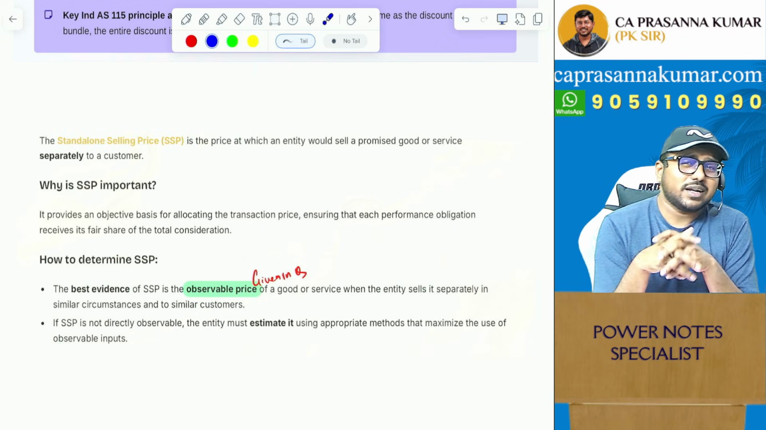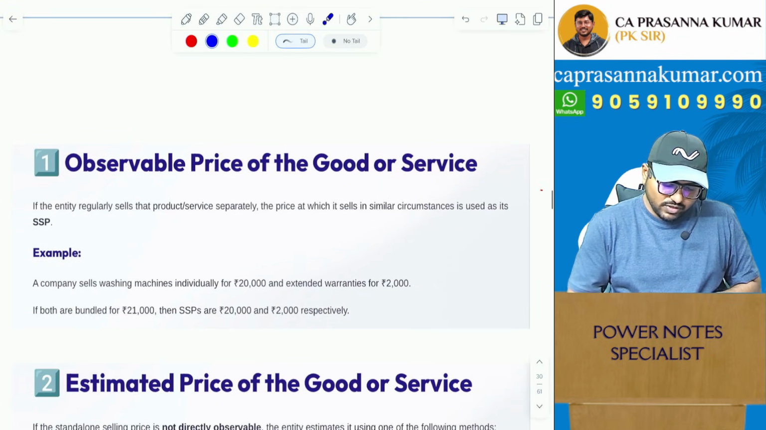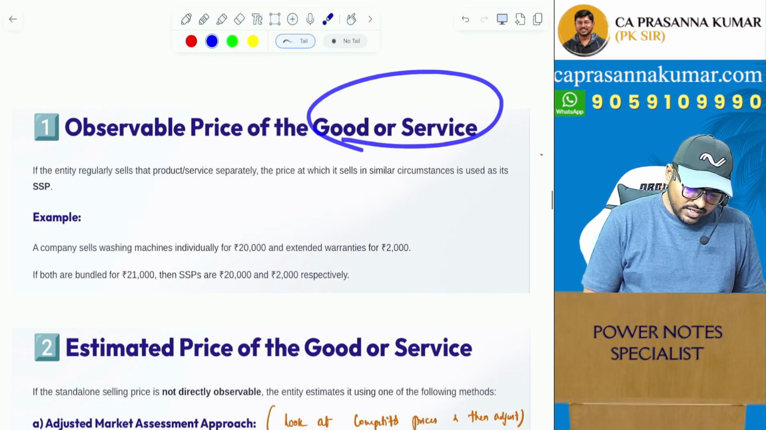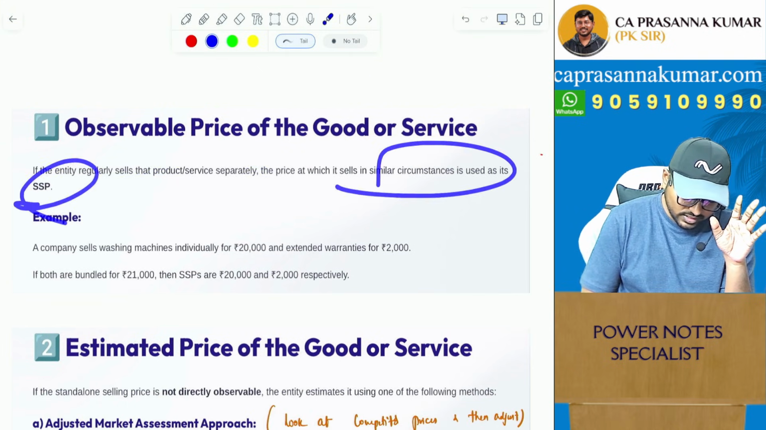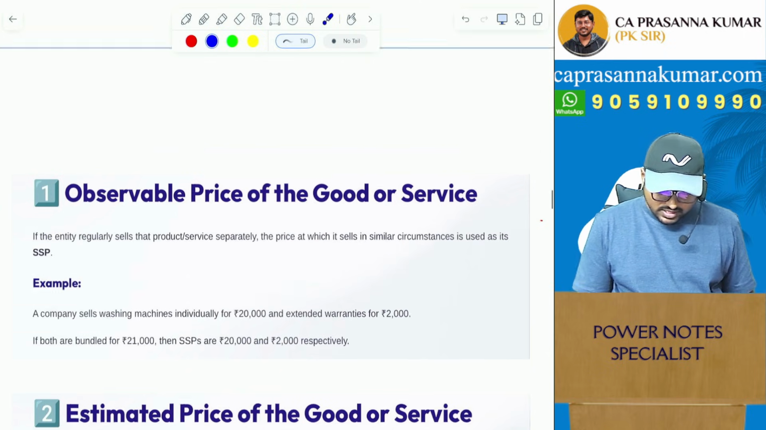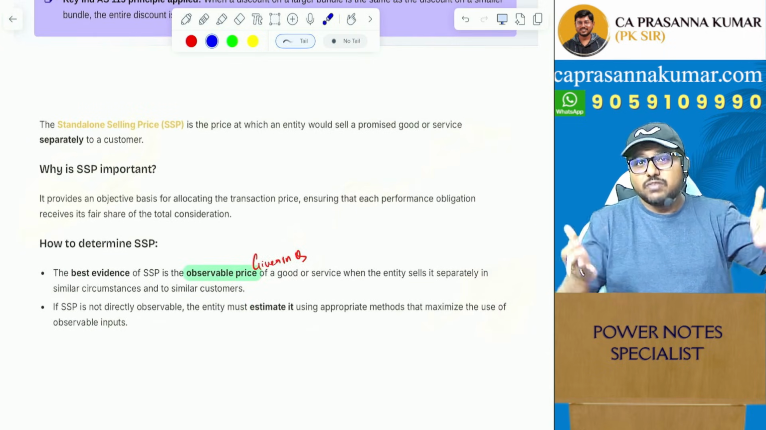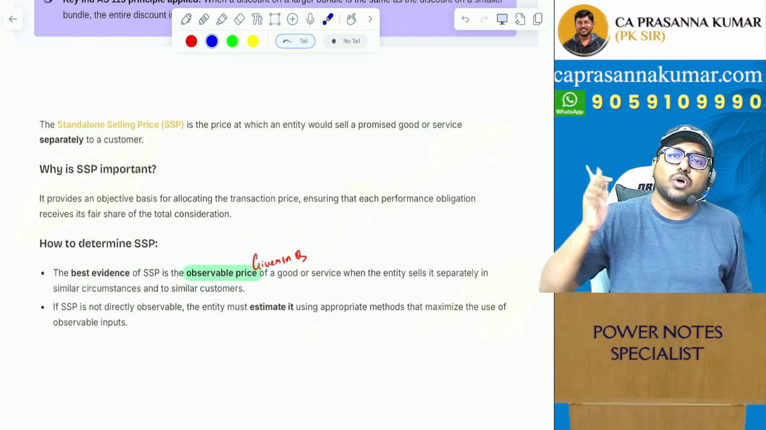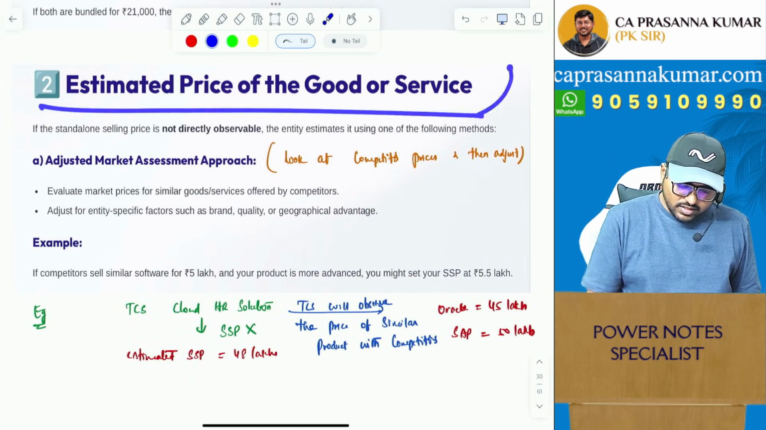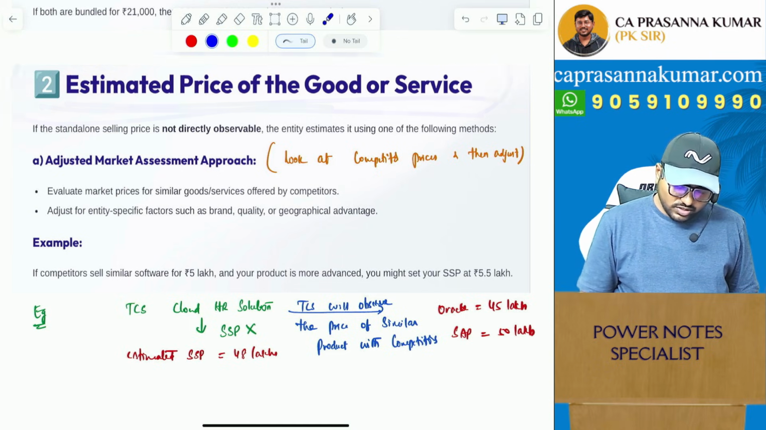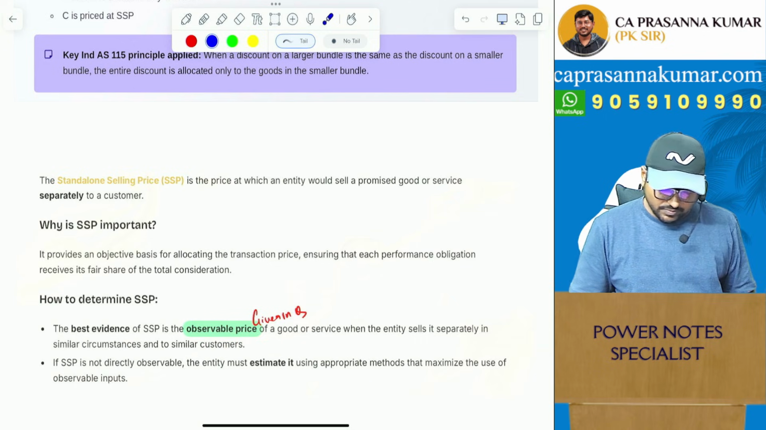If SSP is directly given in the question, then very simple. That's what we call the observable price of the good or service, where if the entity regularly sells a particular product or service, then obviously you will know its SSP. You got the point. But sometimes SSP will not be available. That means we need to calculate. Now the question is how to calculate. That is what we're going to see. You can see that we are talking about the estimated price of the good or service. Here we'll see how to calculate the SSP. But first of all, let's try to understand what SSP is.